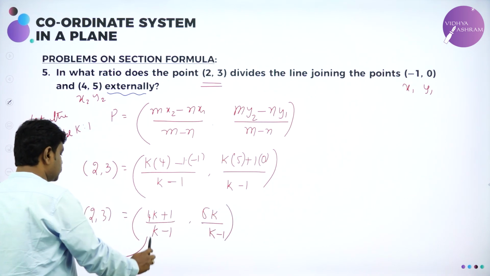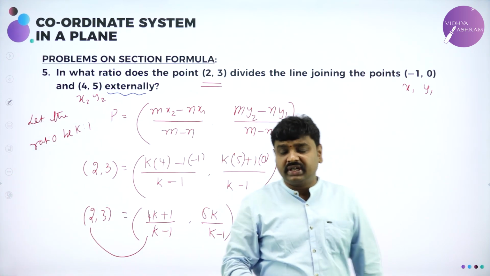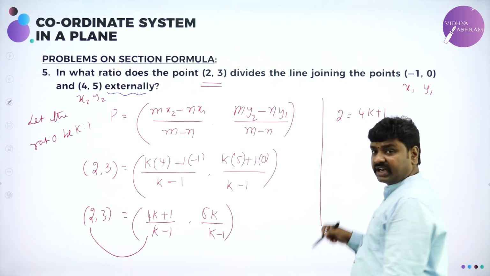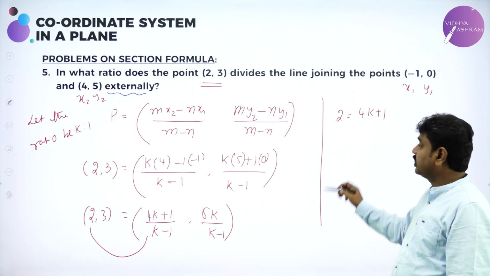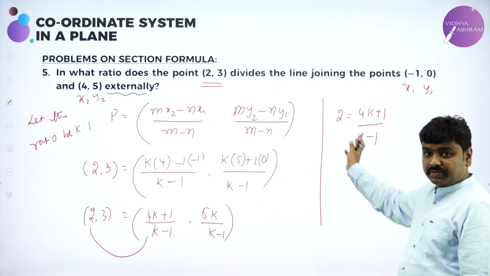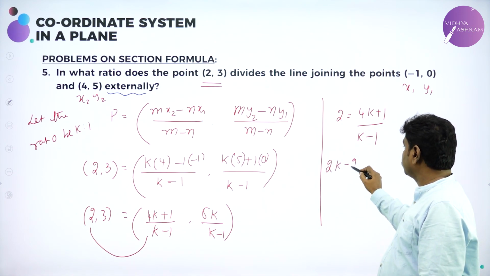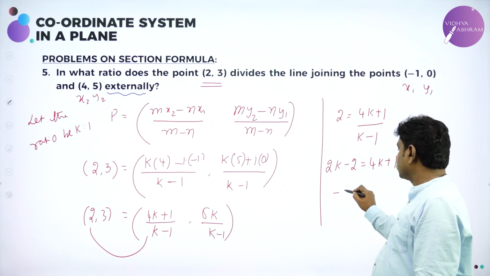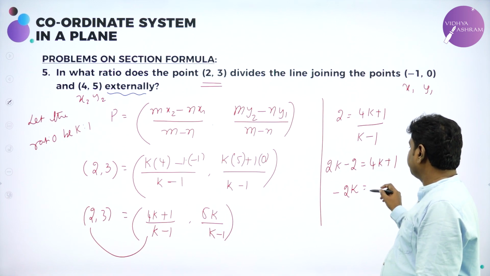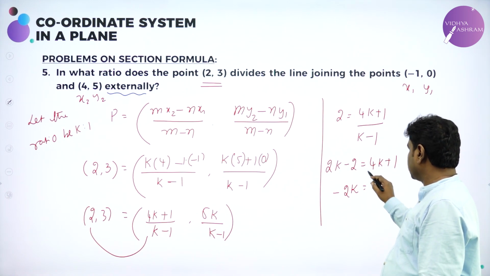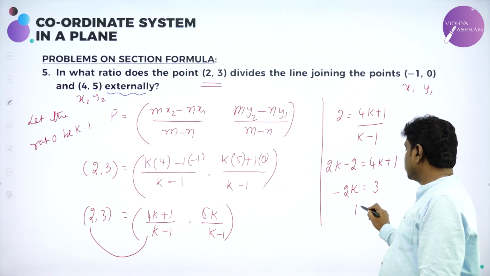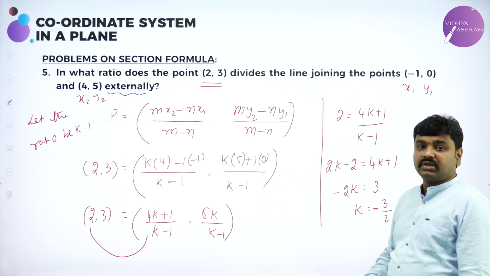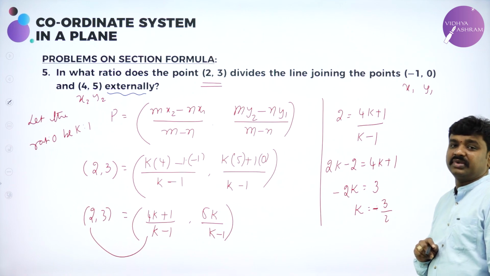Equate any x with x or y with y, you should get the same. We will see that. So I will equate the x coordinate 2, that is 4k plus 1 divided by k minus 1. Cross multiply. So it will become 2k minus 2 is equal to 4k plus 1. Rearrange. So bring this side, it will be minus 2k, and this comes here. So 2 plus 1, 3. So you got k is minus 3 is to 2. Minus 3 is to 2 means it divides in the ratio 3 is to 2 externally, that is the meaning.